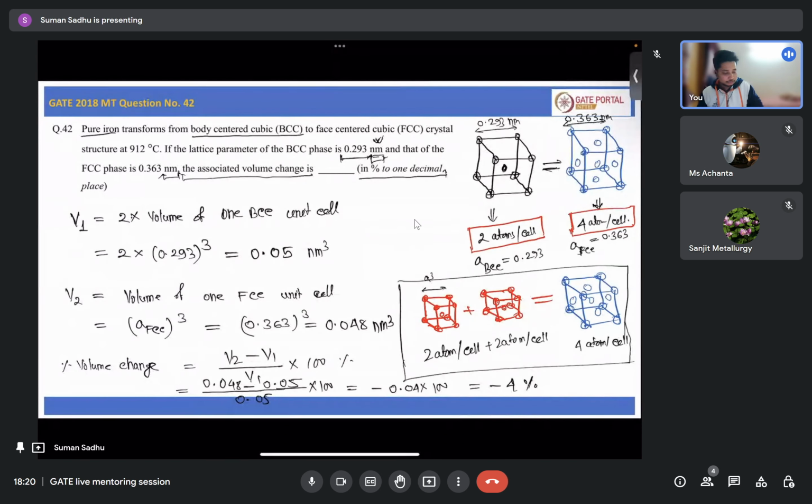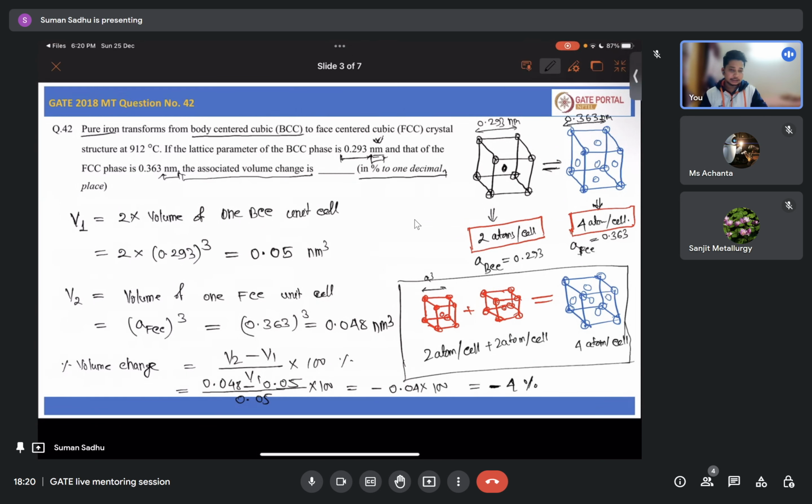So also keep in mind to write this minus also. If you write only 4%, then you will not get marks, because in this case when it is transforming from BCC to FCC, your volume is decreasing, so contraction is taking place, right? Just by seeing the lattice parameter, you may think that volume expansion is taking place, but this is not the case, because two BCC is transforming to one FCC. So ultimately you will find that volume contraction is happening, not expansion. Is it clear?